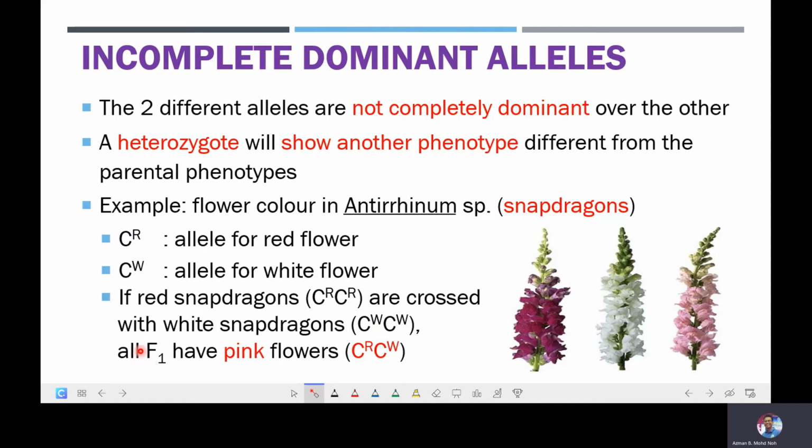then all of the F1 generation will not be having any red flower. They will not be having any white flower as well. Instead, all the F1 generation will be having pink flowers, which are different from the phenotypes of the parents. And the genotype will be C capital R and C capital W. This shows that in a heterozygous condition, another phenotype will be produced, and the phenotype will be different from any of the two parental phenotypes.